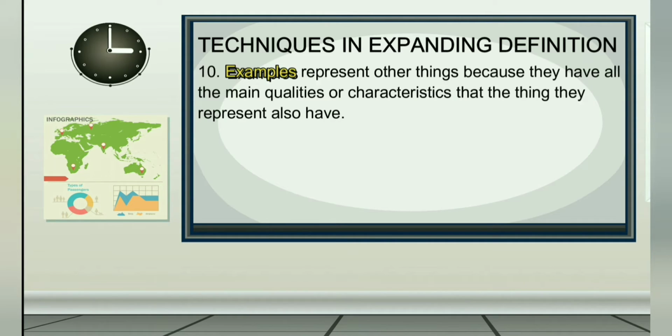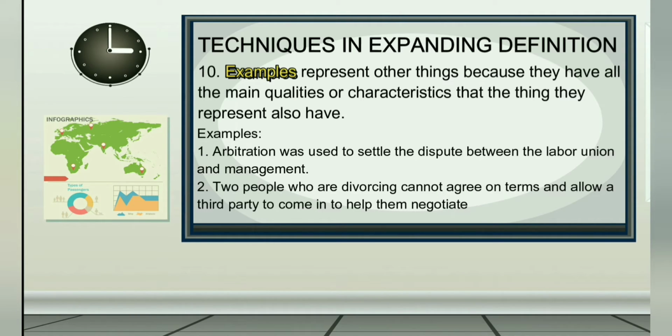10. Examples represent other things because they have all the main qualities or characteristics that the thing they represent also has. For example, arbitration was used to settle the dispute between labor and union management. Two people who are divorcing cannot agree on terms and allow a third party to come in to help them negotiate. One of the first things to do when you write an expanded definition is to compose the formal sentence definition of the term by writing about it. So here are several examples of expanded definition of words.